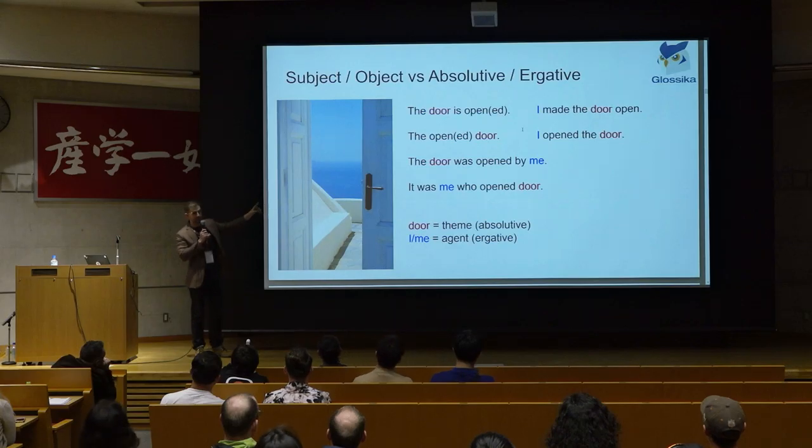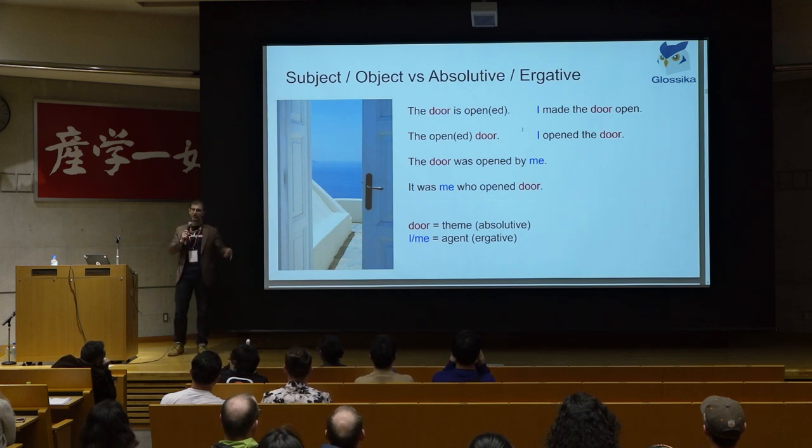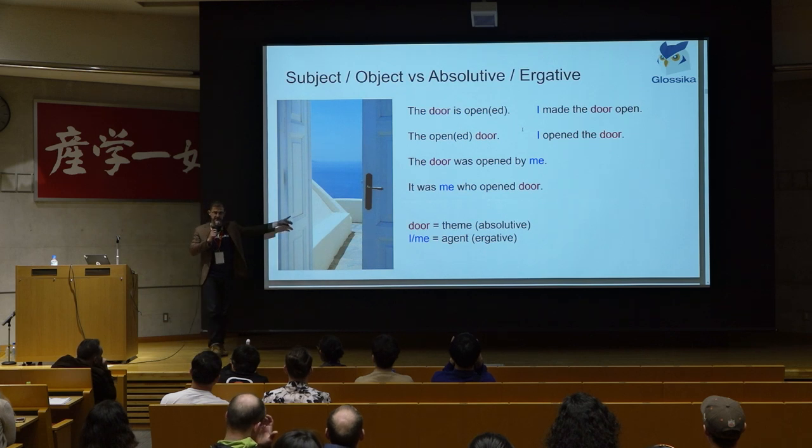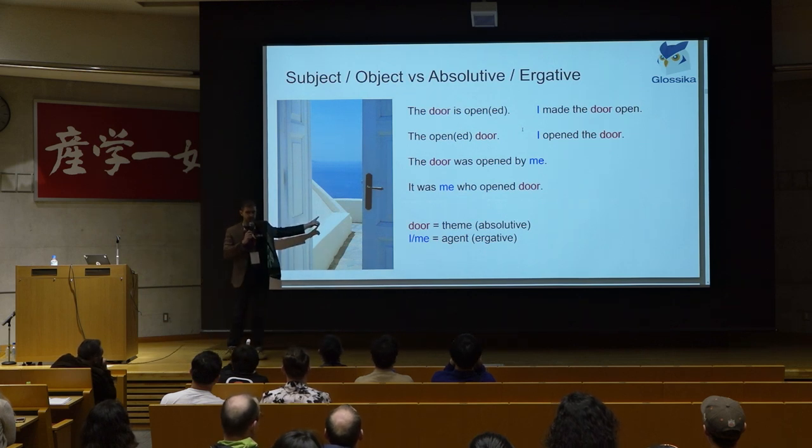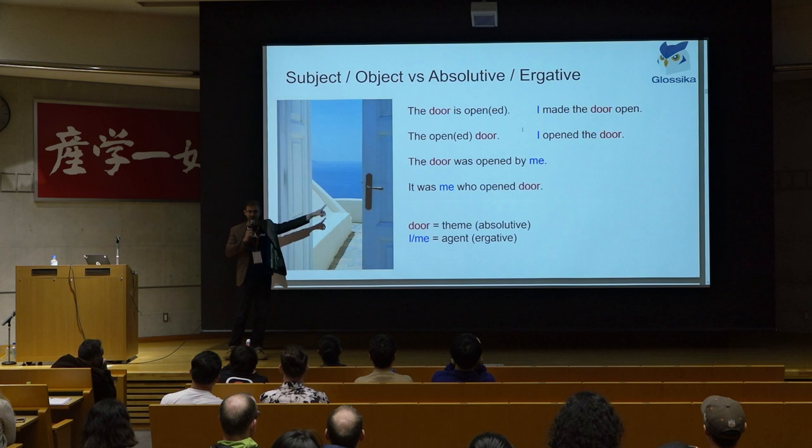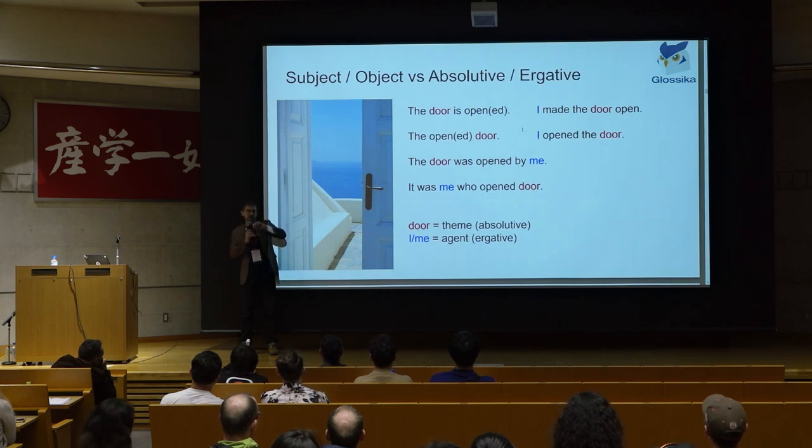So: the door was opened by me. It was me who opened the door. I opened the door. I made the door open. In all of those cases, the ergative agent is the I or the me, okay? No matter how I color-code all of that in those sentences, what I'm extracting is the meaning that I'm trying to express here, rather than what word order I'm trying to use.